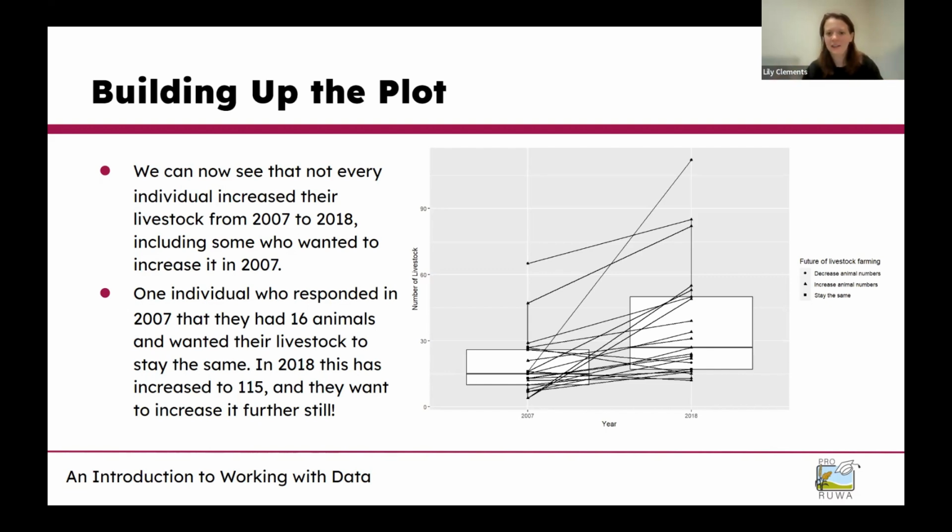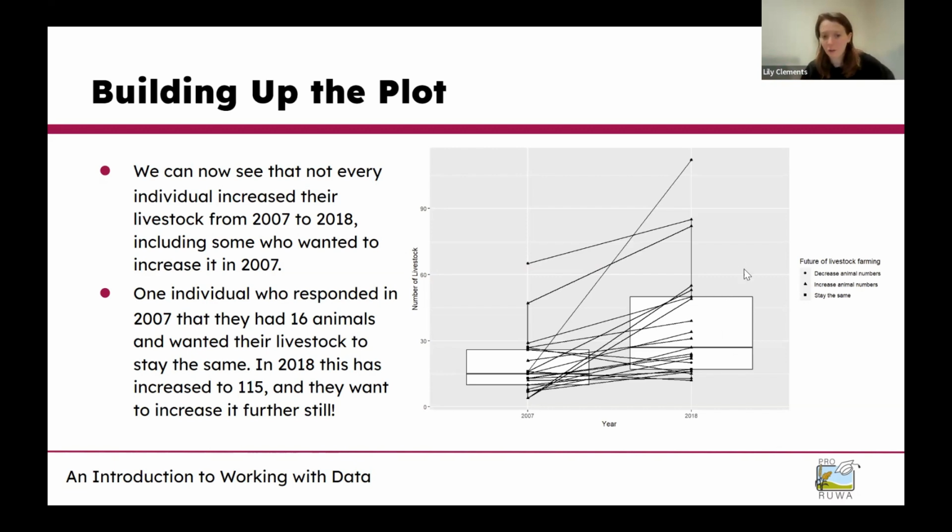So we can see, we pointed out this household here earlier, who said that they want to increase their animal numbers. And they had about 25. And we could see, if we follow their line across here, that they did manage to increase. And actually 10 years later, they had over 30, roughly about 32, I'd say. Maybe a bit more, maybe a bit less.